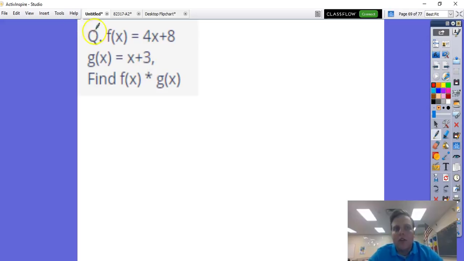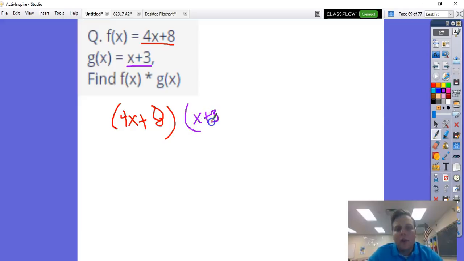Because I like examples. So our first question is that we have some function f of x is equal to 4x plus 8. And then we have some function g of x, which is equal to x plus 3. And it wants us to find f of x times g of x. Okay, so first off, here's f of x, 4x plus 8. So the first thing I'm going to do is write 4x plus 8. Now this is when I'm going to put both functions in parentheses because I'm trying to show you that we're multiplying the two functions together. Alright, and so here's g of x because it says times g of x. So I'm just going to write x plus 3.